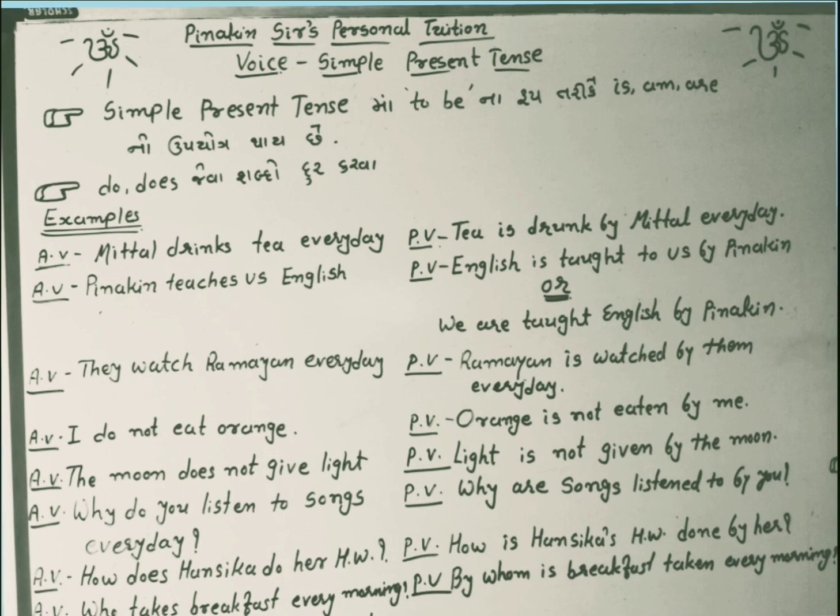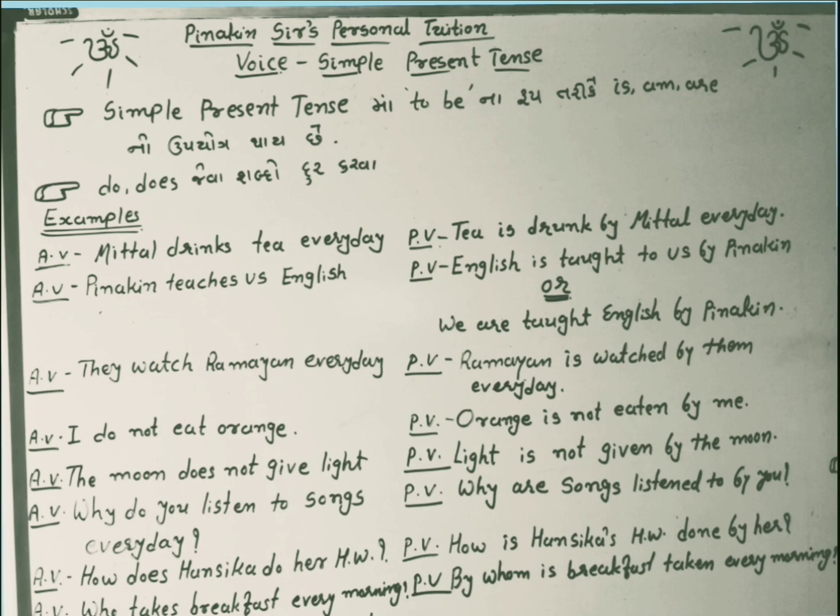First of all, we find out the verb. In the first sentence, the verb is drinks. Who drinks? We get the answer, Mittal. Mittal is the subject. And what does he drink? Tea. So tea is the object. Now we'll transform the sentence into passive voice. Tea is drunk by Mittal every day.